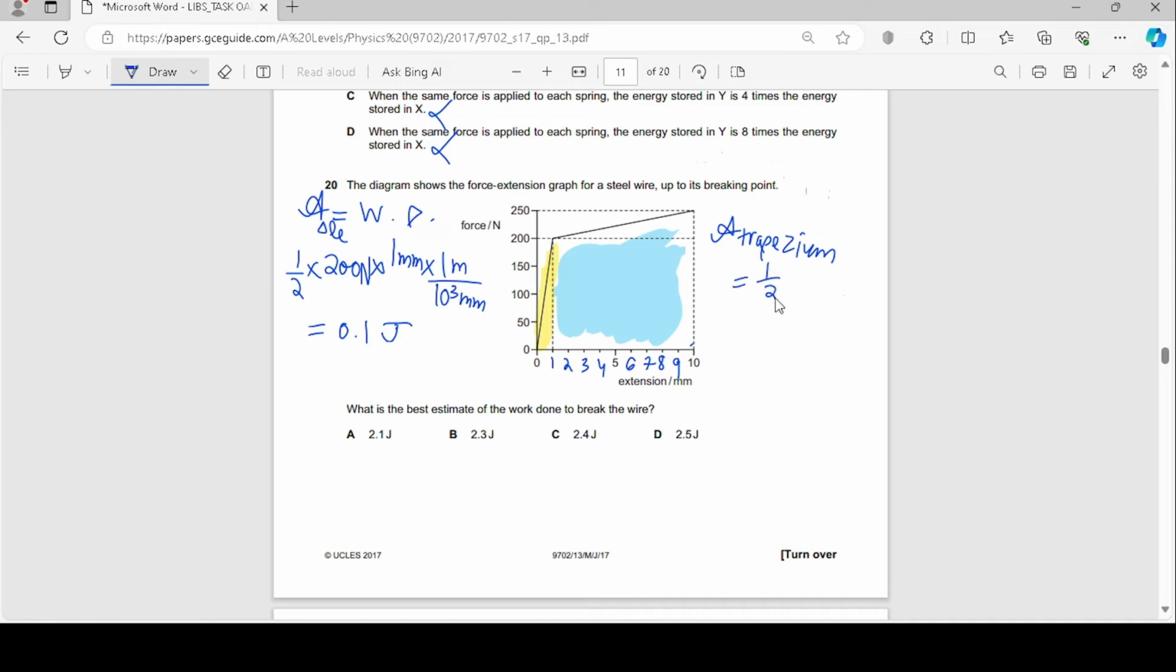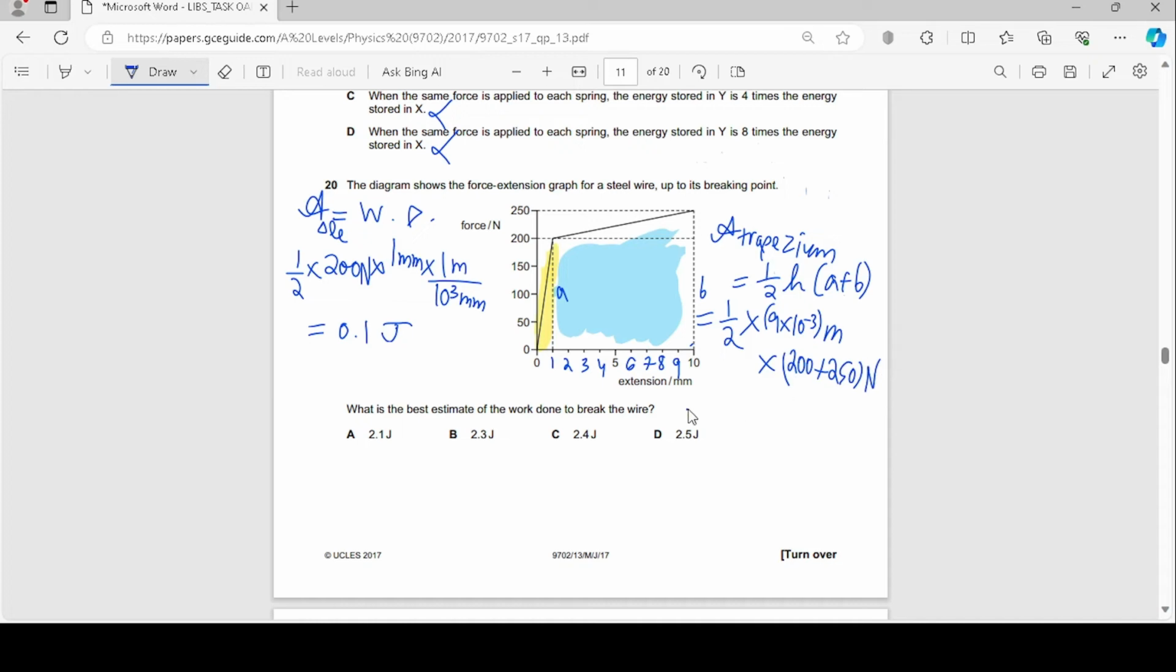The silly mistakes are annoying, honestly. Half h times a plus b, but they happen. Then you're going to have half multiplied by the height. So the height is 10 minus 1, so that's 9. So 9 into 10 to the power of minus 3 meters, because it's in millimeters. And then you're going to multiply that by a plus b, where a and b are the parallel side lengths. So a is 200, b is 250.